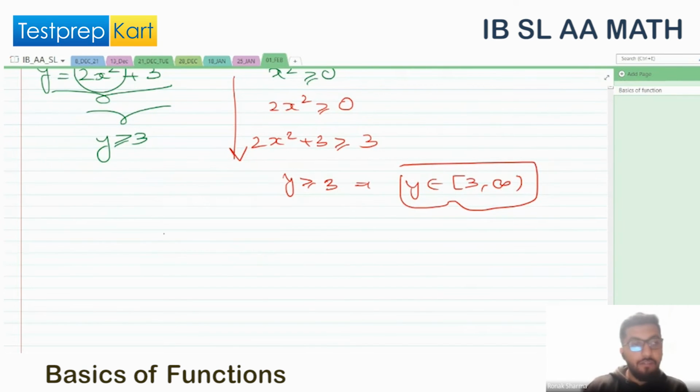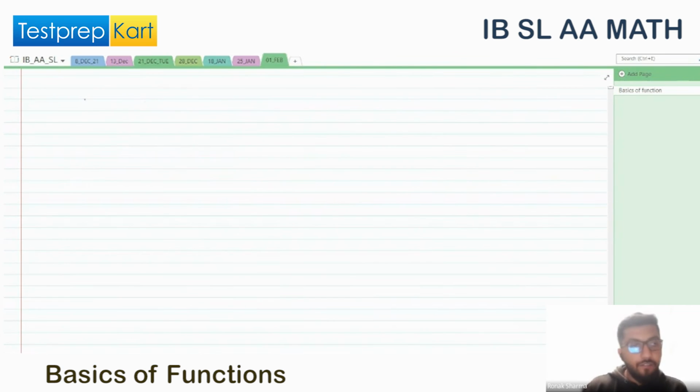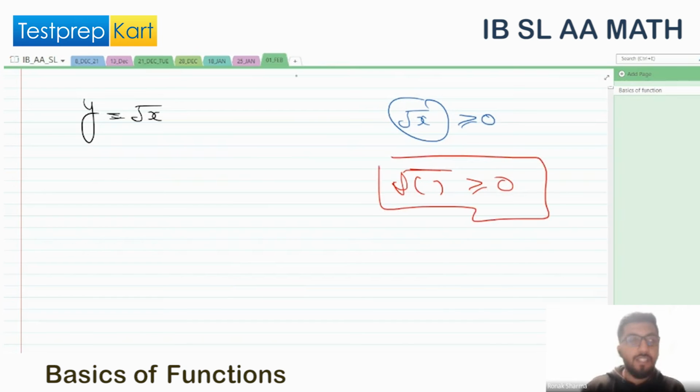Now, we have the same thing regarding the square root also. What is that? If I give you square root of x, try to imagine, square root of x is always greater than or equal to 0. Basically, square root of anything always gives us a positive or zero value only. It never gives us a negative value. So, if I give you, let's say, square root of x plus 2.